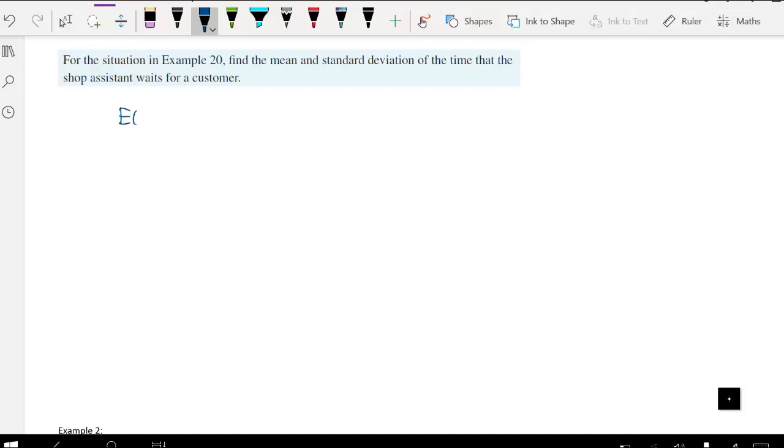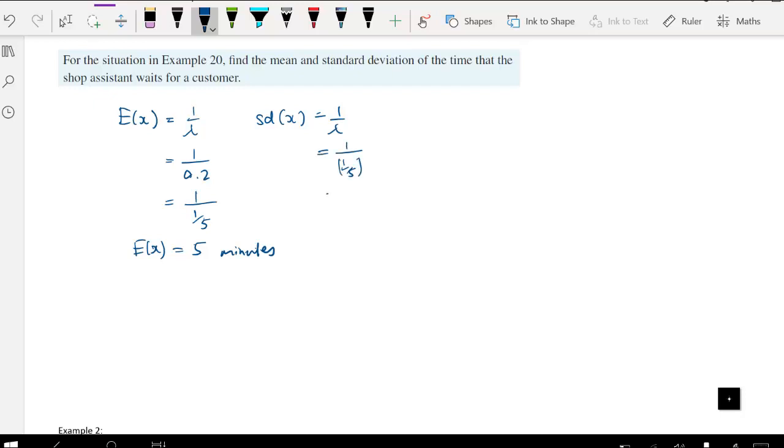So if we look at that same example and we want to find the mean and standard deviation, we know that the mean is equal to 1 on lambda, and we know that the standard deviation is equal to 1 on lambda. Now lambda is simply, in this case, 0.2. So we're looking at 1 on 1/5, which means our mean is 5 minutes. And standard deviation will be the same. It will be 1 on 1/5, which will be 5 minutes.